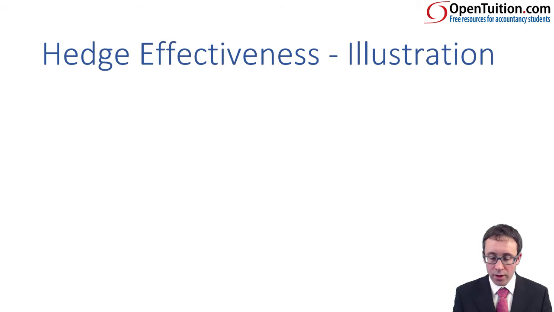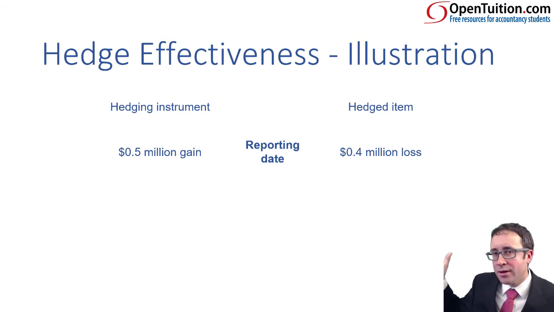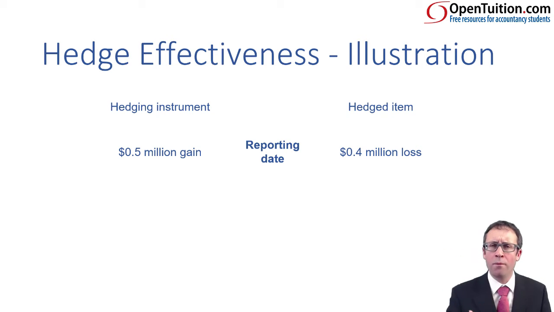Okay, so what have we got? Let's just throw in some numbers. What you've got up here is you can see that the hedged item has a $0.4 million loss, and the instrument has a $0.5 million gain.